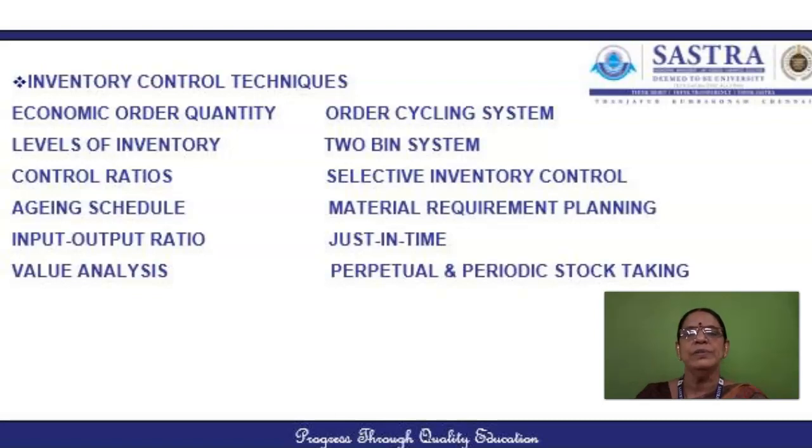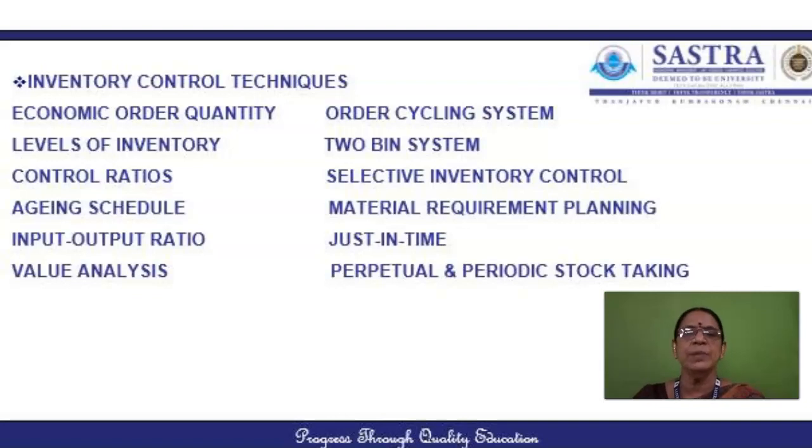To begin with, the stock from the first bin is consumed first. The emptying of the first bin indicates that the stock has reached ROL and the replenishment action is initiated. The quantity in the second bin is thus consumed during the replenishment period. This system reduces the work involved in record keeping.